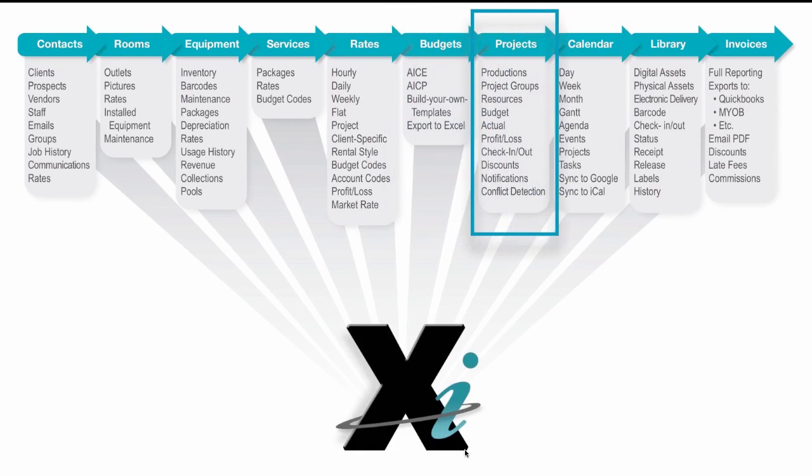We've got a couple different hierarchies of that. The highest level is a production, and we'll talk about this more. And then there's projects, and then project groups, and then within the project there's resources, there's the budget versus the actual, and your profit loss.